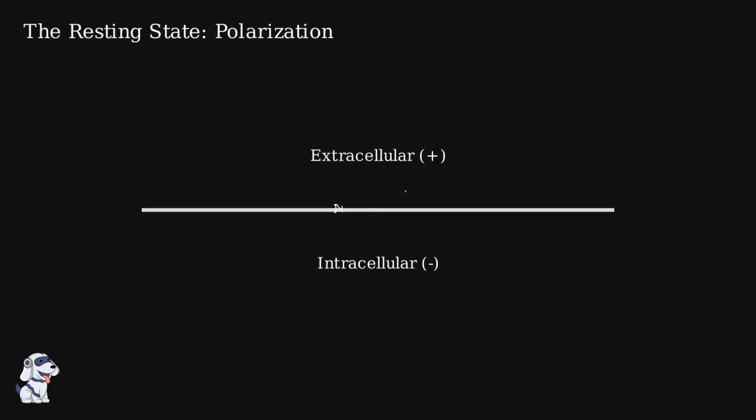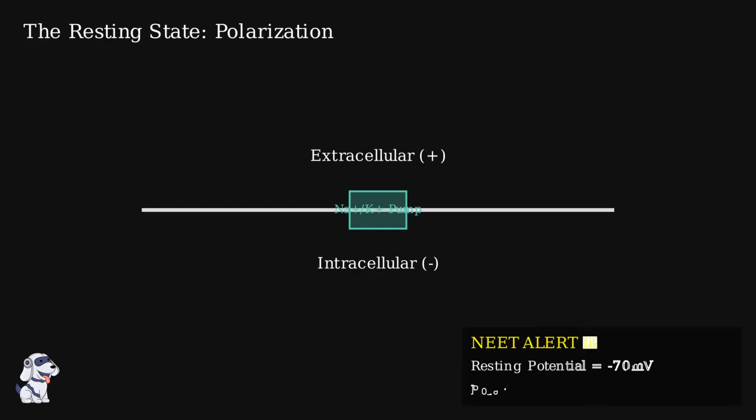In the resting state, the neuron membrane is polarized, maintaining a membrane potential of -70 millivolts. The Na-K pump actively moves 3 sodium ions out of the cell for every 2 potassium ions moved in. This results in a high concentration of sodium outside and high potassium inside, keeping the neuron polarized.